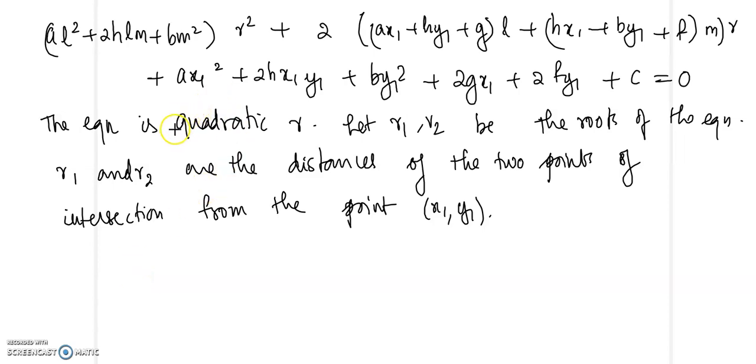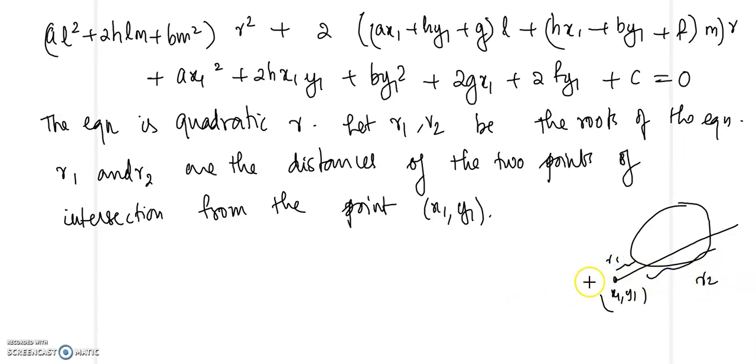So our equation is quadratic in r, and r1 and r2 will be the distances of the 2 points of intersection from the point x1 y1. Now the conic is given. So this was the point x1 y1 and this distance is r1 and this distance is r2. Now let us consider the case when x1 y1 lies on the conic.